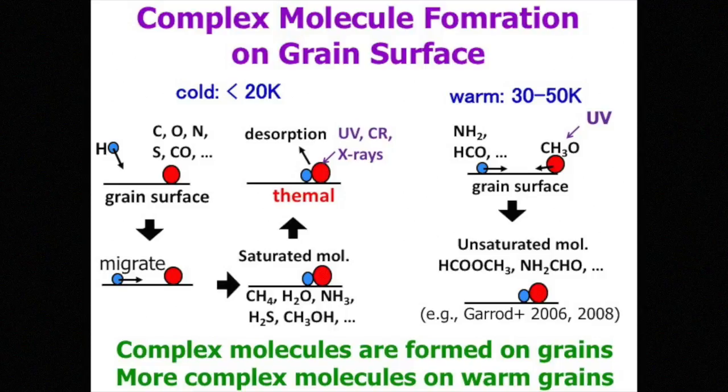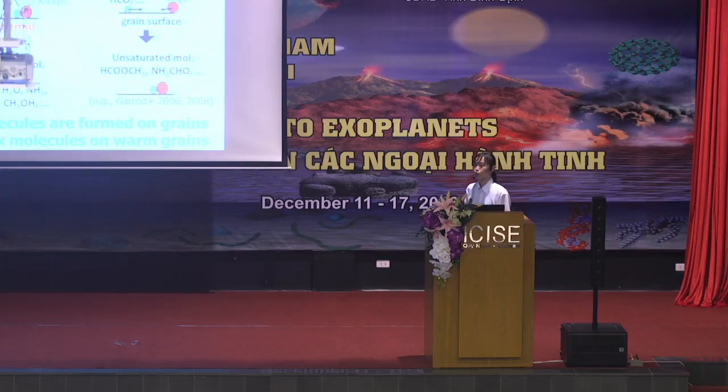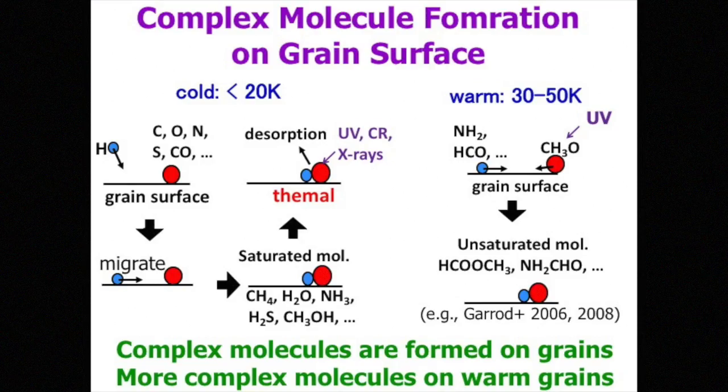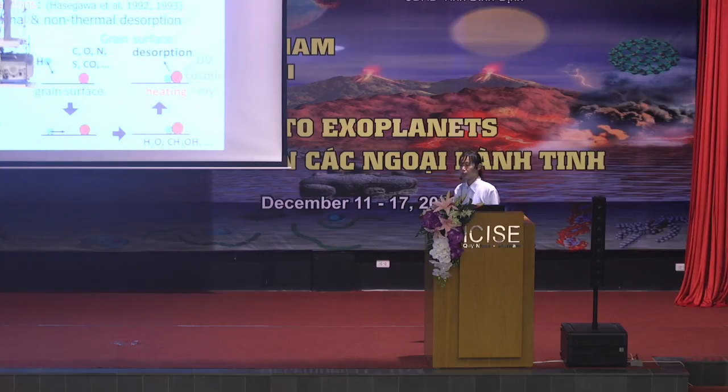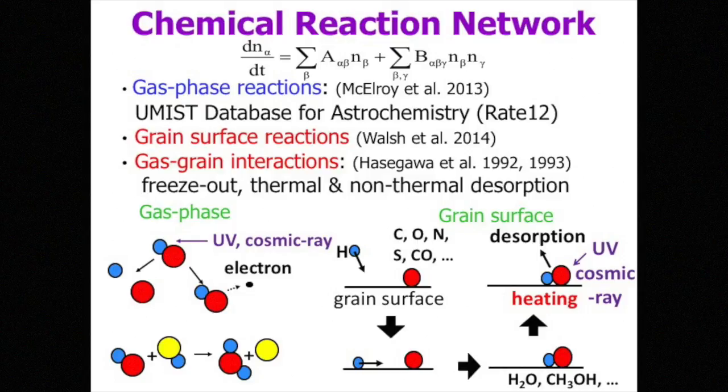So if the dust grain is a bit warmer, in this case, relatively heavier molecules can move around on the grain, and as a result, these kind of unsaturated molecules can be formed. So these kind of reactions are recently included in the chemical reaction network, and then we take into account these kind of grain surface reactions and also gas phase reactions together with gas grain interactions, I mean the freeze out and desorption of molecules on and from the grains.